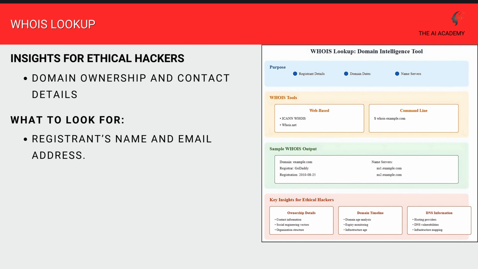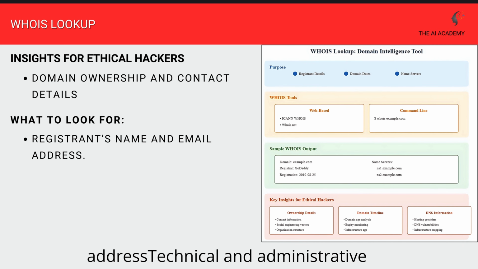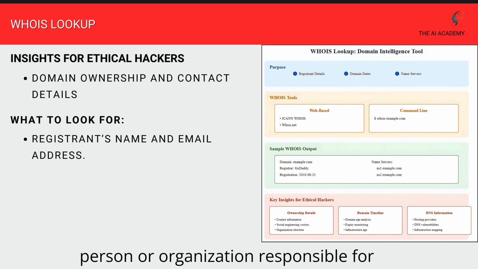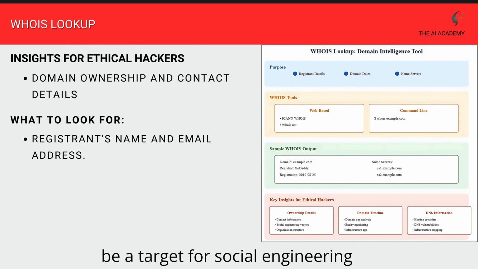ns2.example.com. The insights for ethical hackers are like domain ownership and contact details. What to look for: the registrant's name and email address, and technical and administrative contact information. Why it's useful: it helps identify the person or organization responsible for the domain. The email address might be a target for social engineering attacks such as phishing.